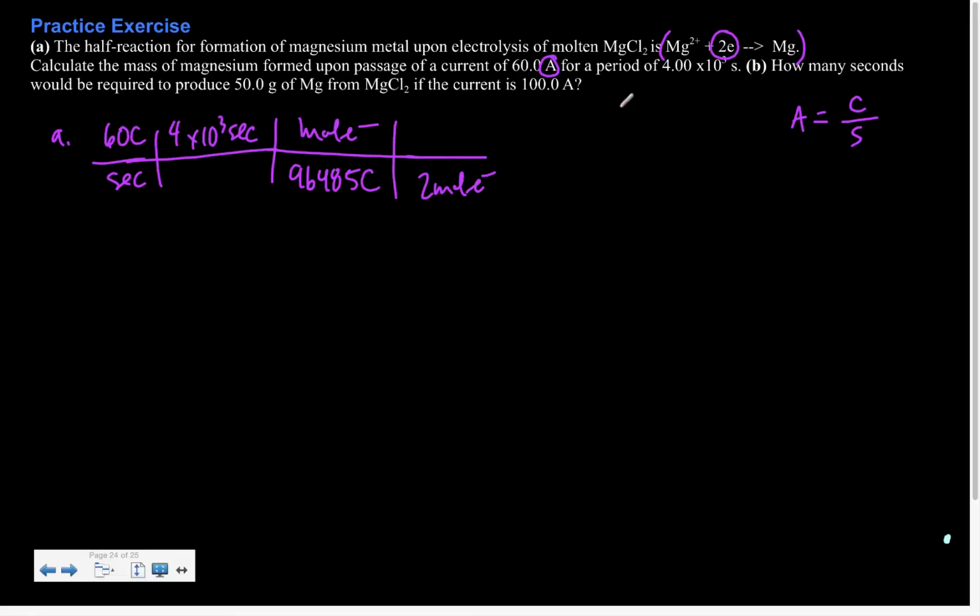So, thinking back to my question, I want to know about magnesium metal: 2 moles of electrons for every 1 mole of magnesium metal. And I know that 1 mole of magnesium metal has a mass of 24.31 grams. And that's how I solve for the mass of magnesium formed at 60 amps for 4 times 10 to the third seconds. And the other one is basically the same problem backwards, where I have a number of grams, I have my number of amps, and I want to figure out how many seconds we're talking about.